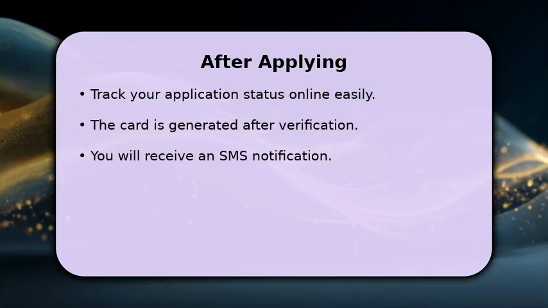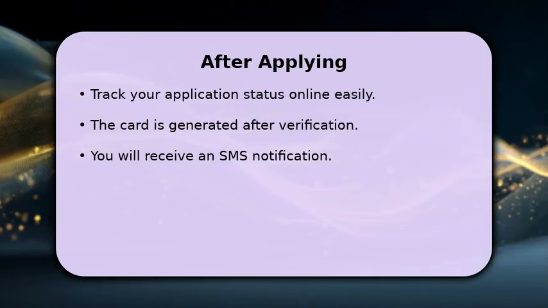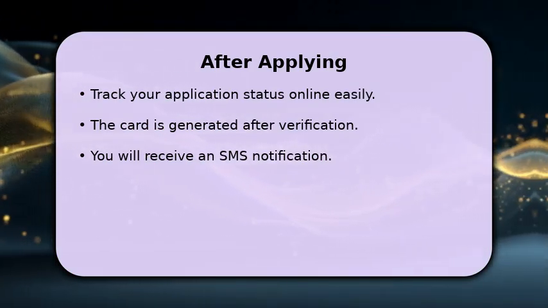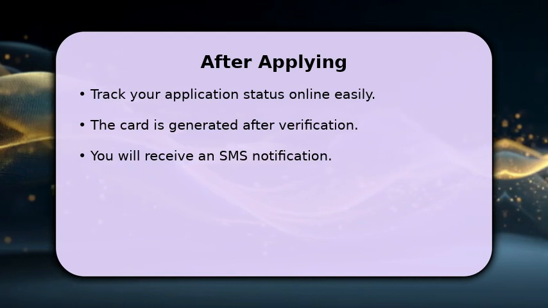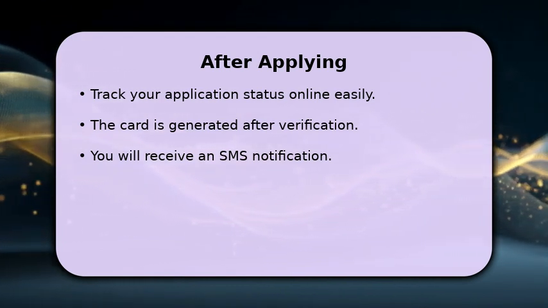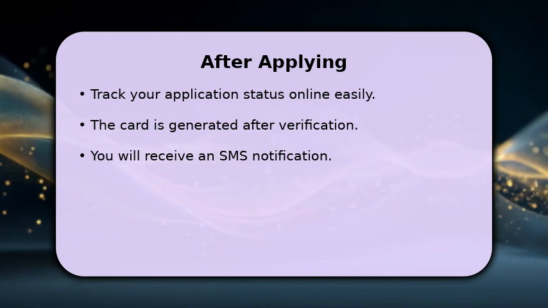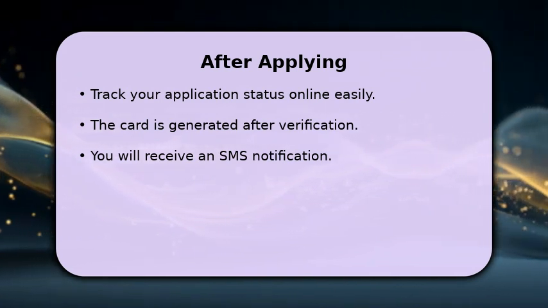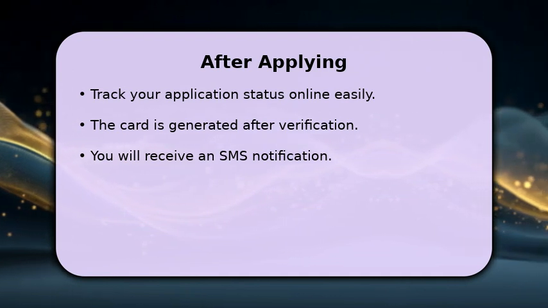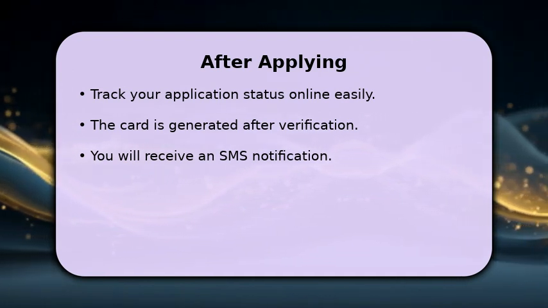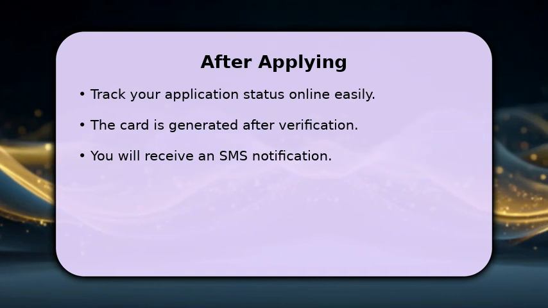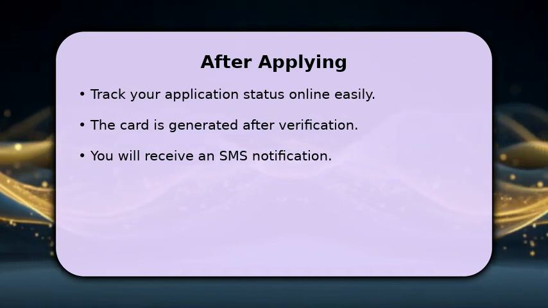After submitting your application, you can easily track its status on the Udid portal using your enrollment number. Once your details are verified and assessed by medical authorities, your Udid card will be generated. You will typically receive an SMS notification when it's ready. You can then download the eUdid card or collect the physical card from the designated office.